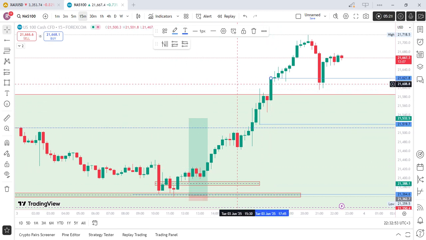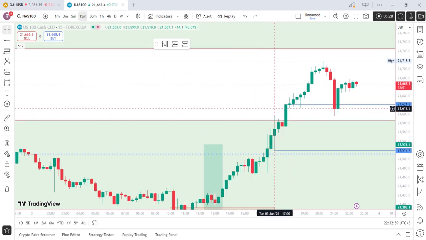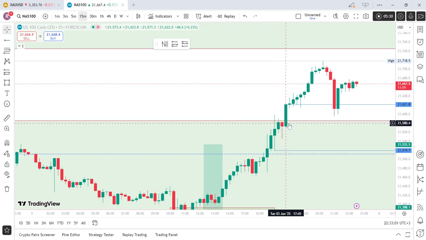But I want to take a closer look. We had a fair value gap up here of 15 minutes. So when you have a fair value gap of 15 minutes, this is already an efficiency.